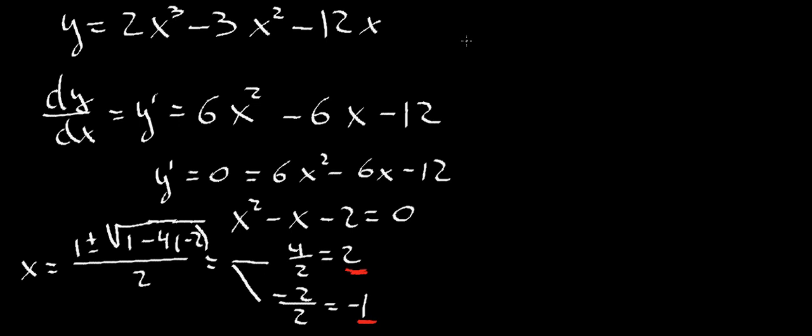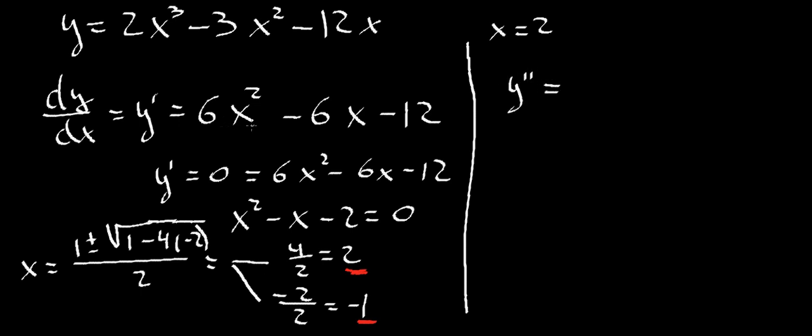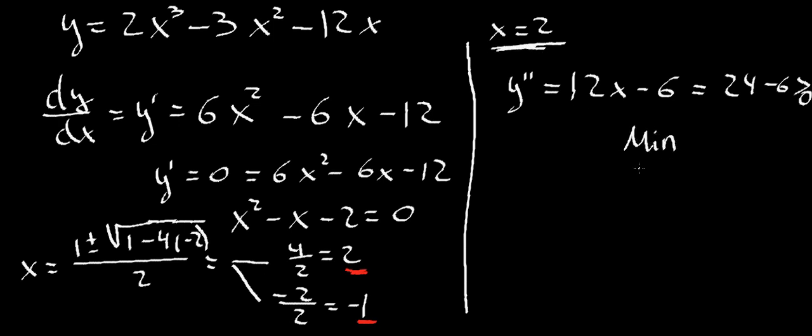For each of them, we now need to move here to the right. For x equals 2, we need to calculate the second derivative of this function. We look at the first derivative and differentiate again, so it's going to be 12x minus 6. At this point, x equals 2, this derivative is going to be equal to 24 minus 6, which is going to be greater than 0. That means that this point x equals 2 is a minimum value.